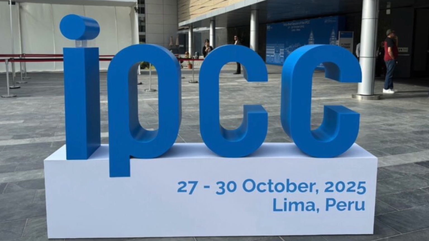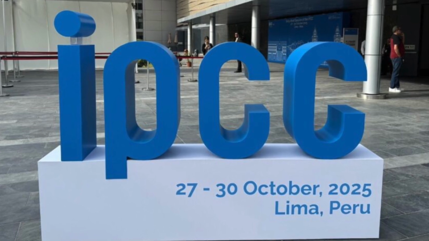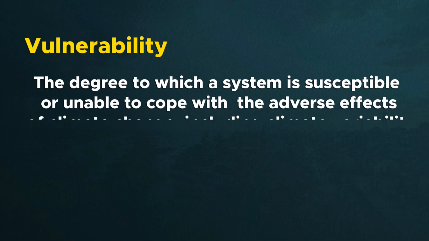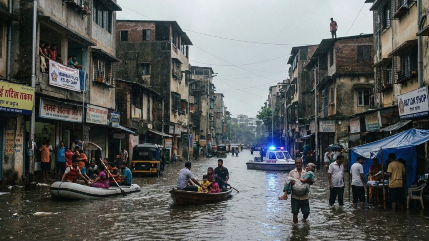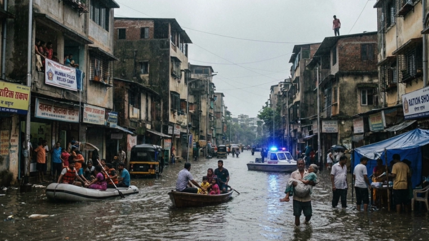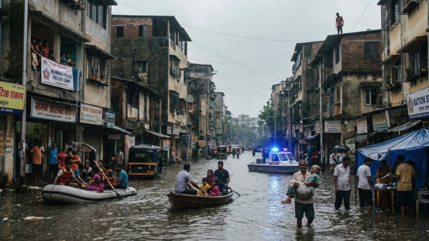Students, the Intergovernmental Panel on Climate Change, in its third assessment report from 2001, described vulnerability as the degree to which a system is susceptible or unable to cope with the adverse effects of climate change, including climate variability and other extremes of nature. Vulnerability is how probable it is that a system or group of people will be hurt by climatic risk. There are three main parts that make it work.